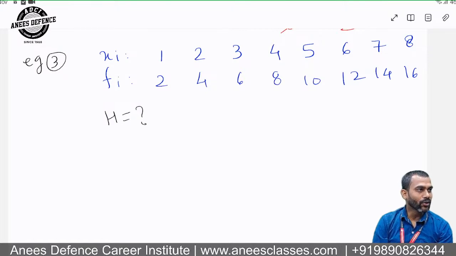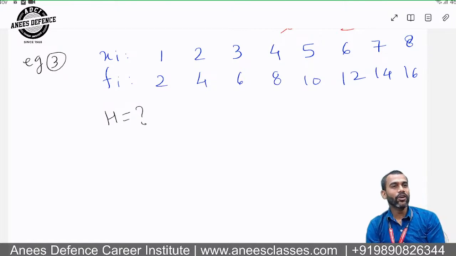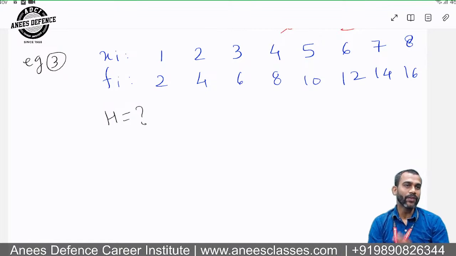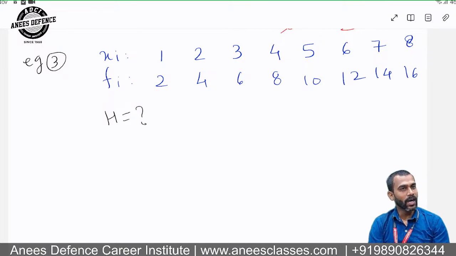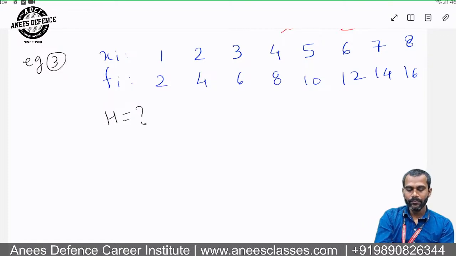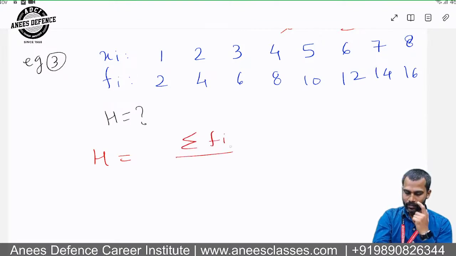Are you getting? Yes or no? In the previous sum, what were the frequencies? 1, 2, 3, 4, 5, 6, 7, 8, along with the same observations. Yes or no? So xi is not getting changed. In this question, only frequencies are multiplied by 2. So see, what is the formula? H is equal to summation fi divided by summation fi over xi. Yes or no?